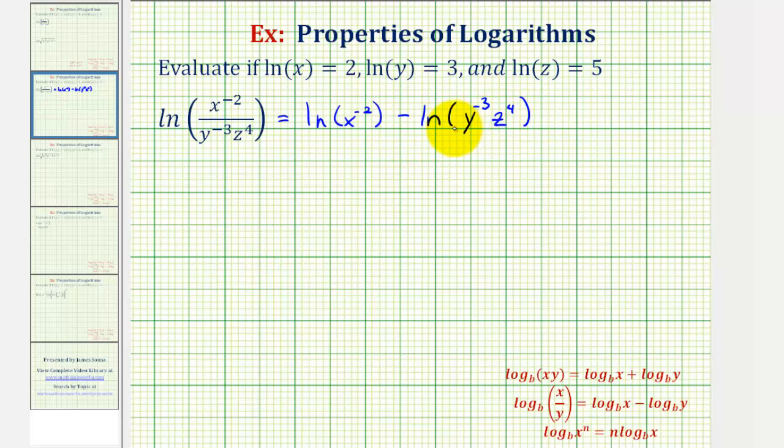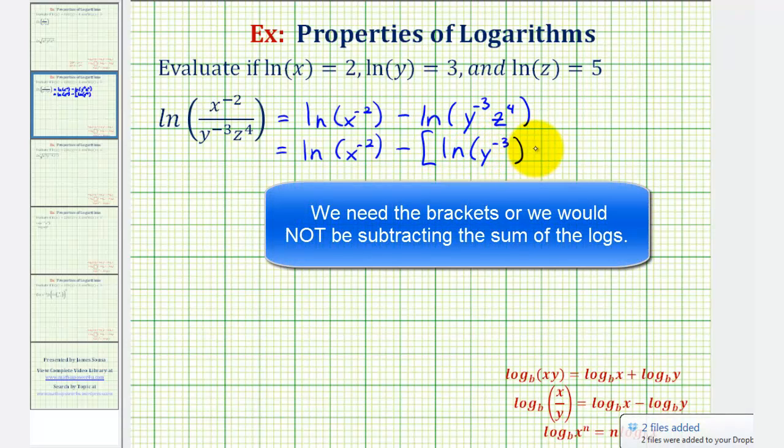And now because the second log is the natural log of a product, we can expand this as a sum of two logs using the product property of logarithms given here. But we have to be careful here because if we're subtracting this log, we also have to subtract the expansion or the sum of the two logs. So this would be equal to natural log x to the negative 2 minus, and then in brackets or parentheses, we'd have natural log y to the negative 3 plus natural log z to the fourth.